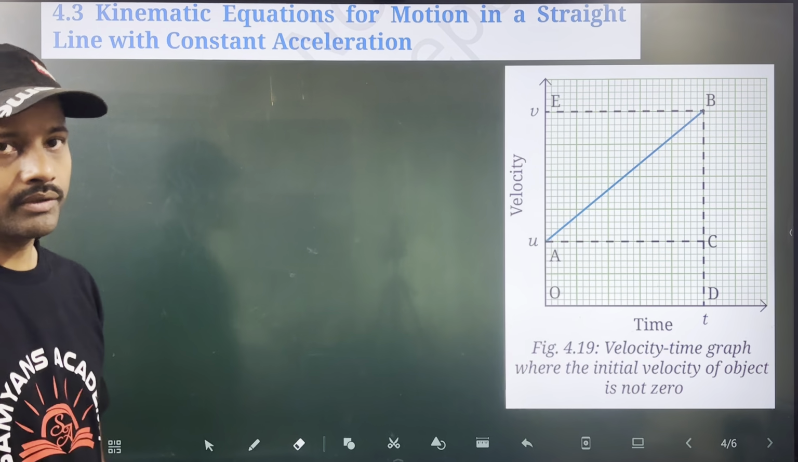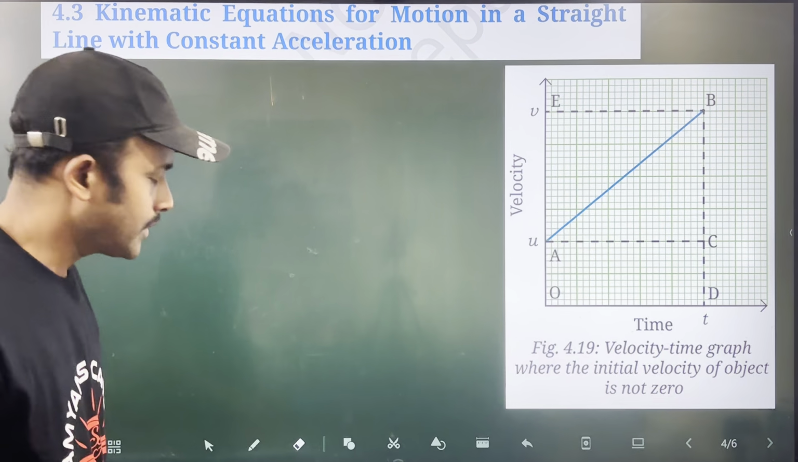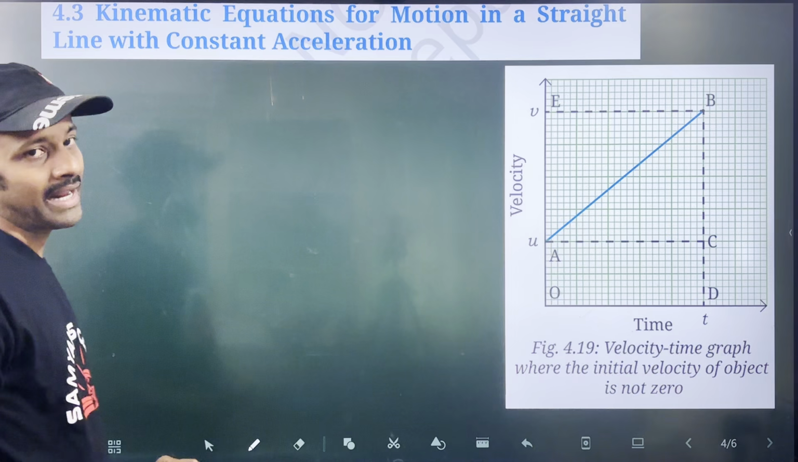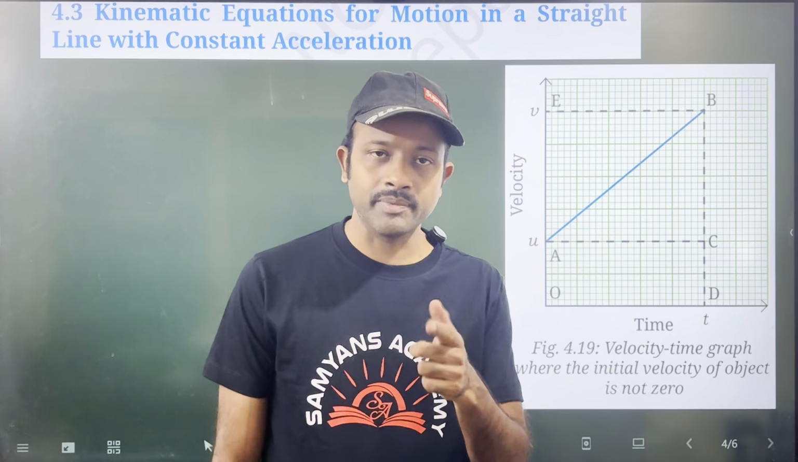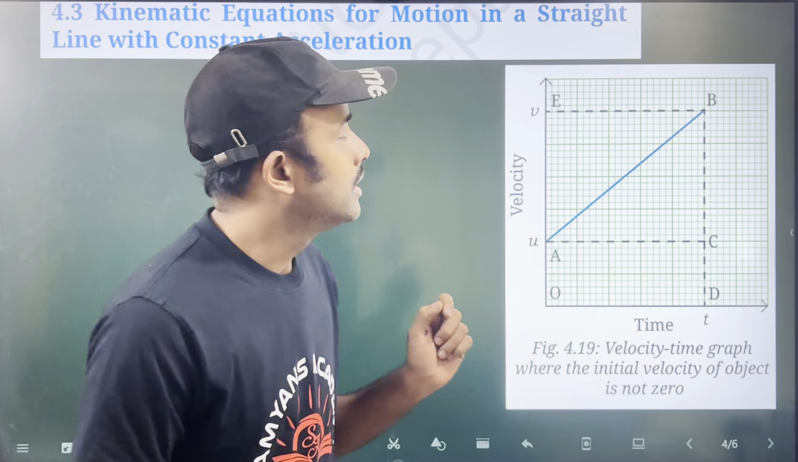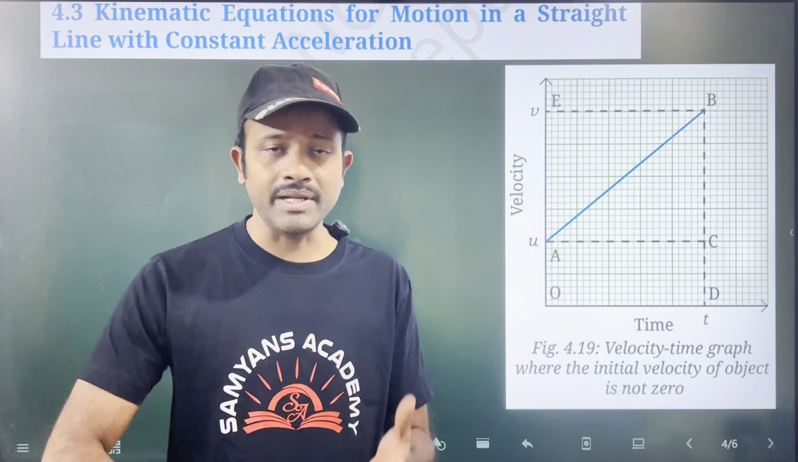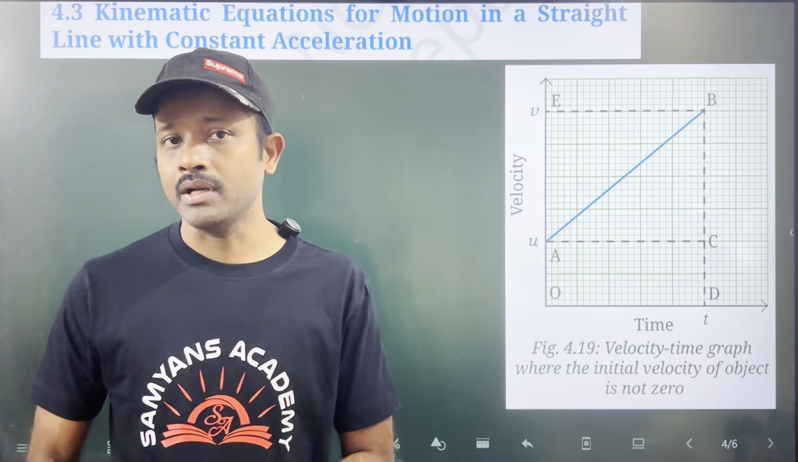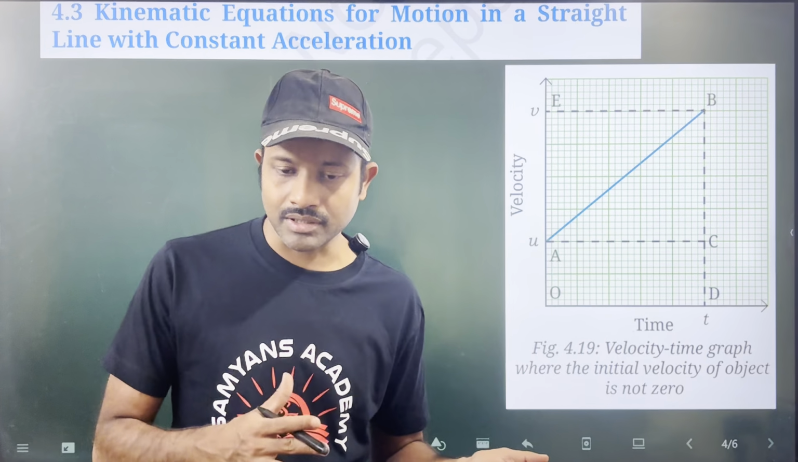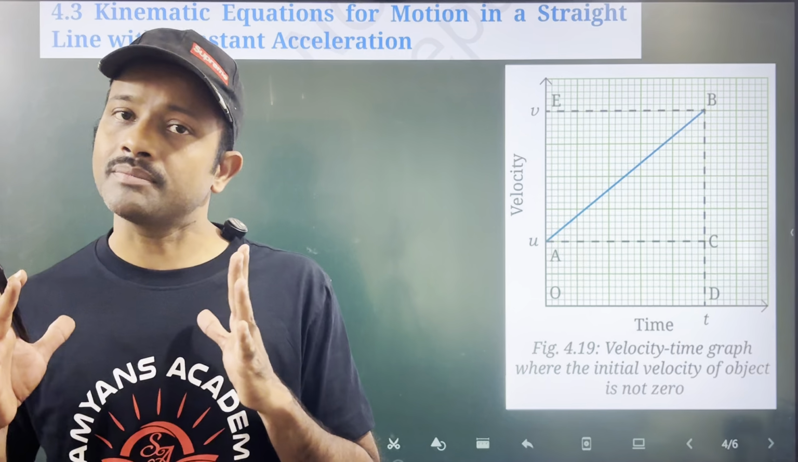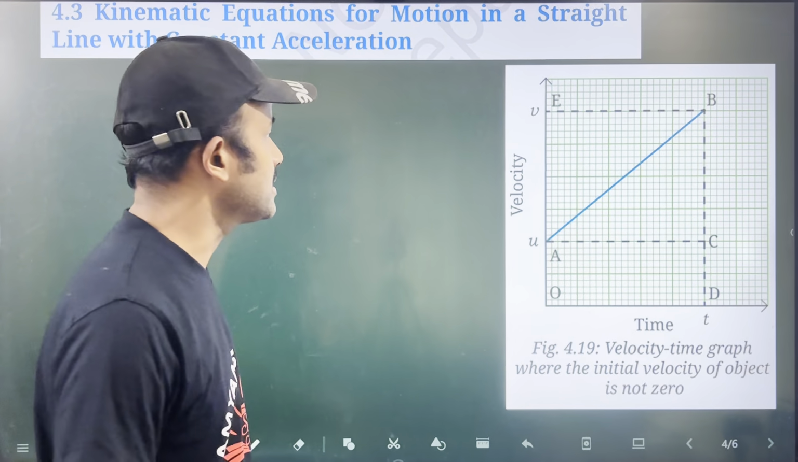Now we are going to discuss the kinematic equations for motion in a straight line with constant acceleration. If an object is moving with constant acceleration, what do we mean by constant acceleration? Constant acceleration means the speed is constantly increasing. When there is no change in the speed, in the case of uniform speed, consider the acceleration value to be 0. Why? Because if speed is constant, acceleration becomes 0. If speed is increasing constantly with respect to time, in that case we can consider acceleration.